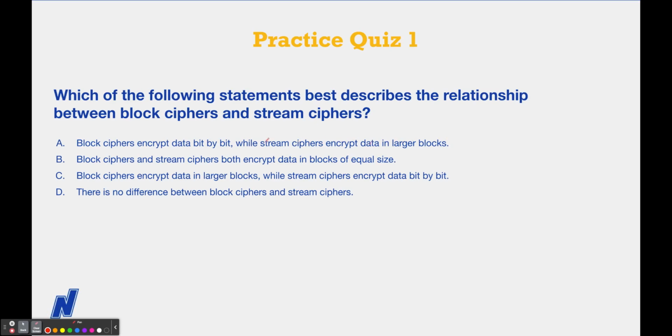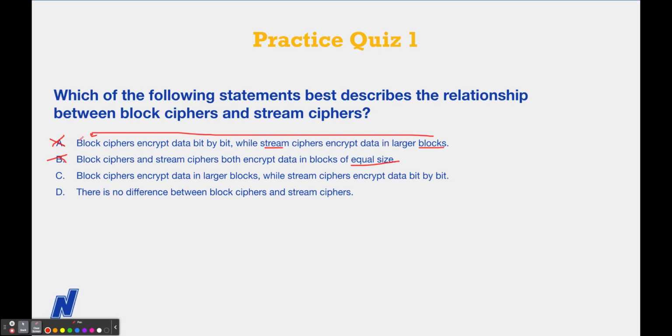Then stream ciphers doesn't match this word of blocks because that would technically be a block cipher. So we know that this one is wrong just by the naming convention here. Block ciphers and stream ciphers are both encryption data in blocks of equal sizes. As we just talked about earlier, the block cipher is in the 64 bits, so there is no equal sizing on here. So this is wrong. Block ciphers encrypt data in large blocks, while stream ciphers encrypt data bit by bit.